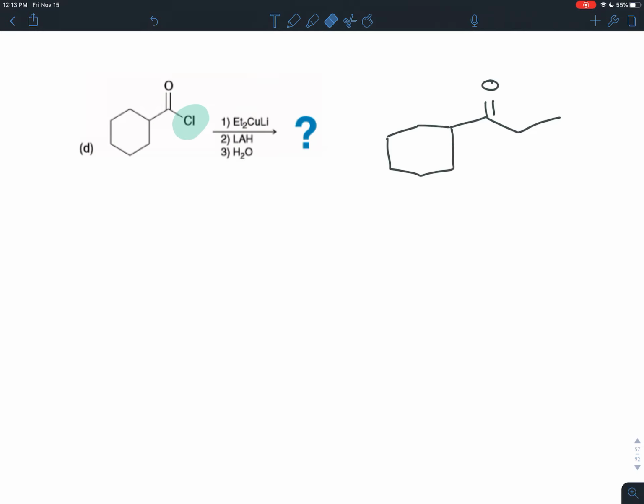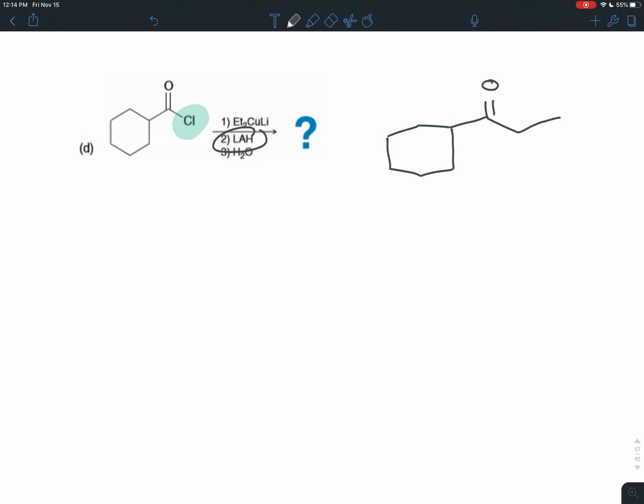And one thing you really want to remember is that these copper-lithium carbon nucleophiles, they're called Gilman reagents. They're just like Grignard reagents, but they're weaker. They will only add 1 equivalent of the carbon nucleophile. A Grignard reagent would add it all the way down. It would react with a ketone. These Gilman reagents won't. Okay, so that's what we get after the first step.